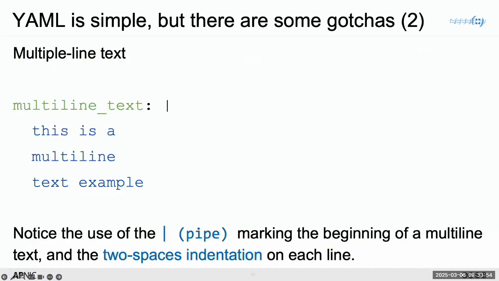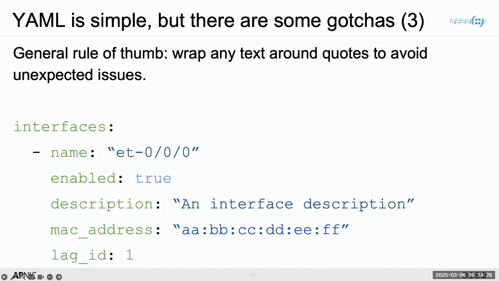So YAML is simple, but there are some gotcha characters. If we need to provide multiple lines of text, then you need to use the pipe sign, because this will tell the file we have multiple lines coming down. Similarly, in Linux, if we need to break a command, we put a backslash and then write it on the next line. And again we need to remember there will be two spaces of indentation in this case as well.